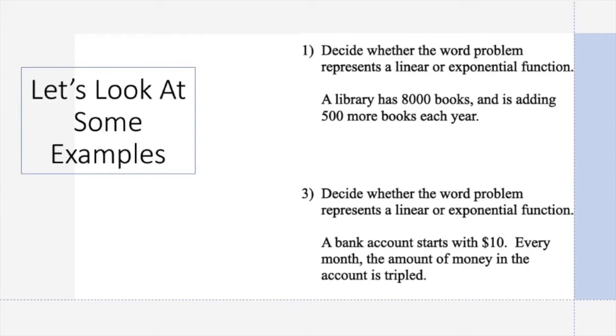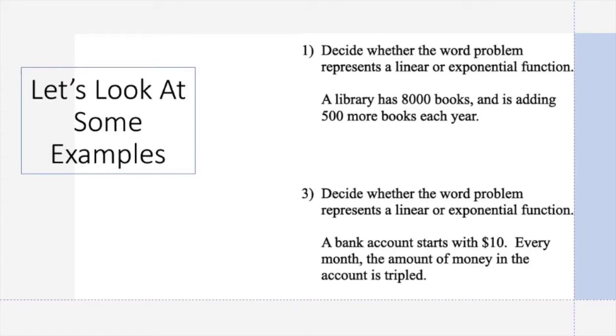These are multiple choice, and on your paper you should show the multiple choice. You need to decide whether the word problem represents a linear or an exponential. Remember, linear adds something every time. Exponential multiplies something every time. The library has 8,000 books and it adds 500 more every year. Is that linear or exponential? That's linear. Adds every year, that's the key word. It adds 500 every year.